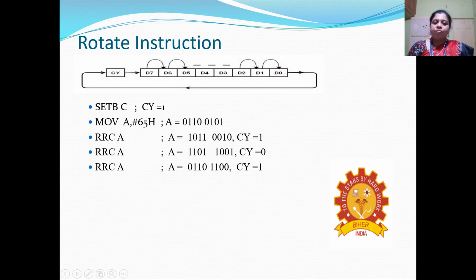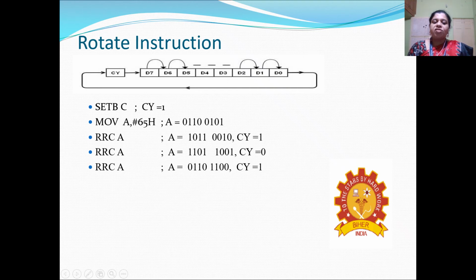So for that, we can see here what is done: the carry value will first be moved to D7, the MSB, and then the bits will be shifted, and now the LSB will be moved to carry. So carry will be moved to D7, D7 to D6, D6 to D5, and then D1 to D0, and finally D0 to carry. So this also we can see with one example. The first instruction is SETB C. That is, we have to set the carry. So carry is equal to 1.